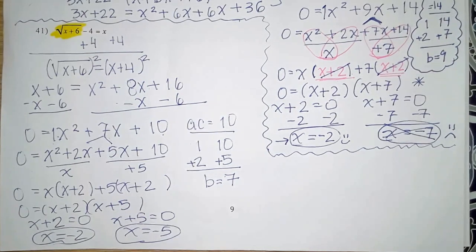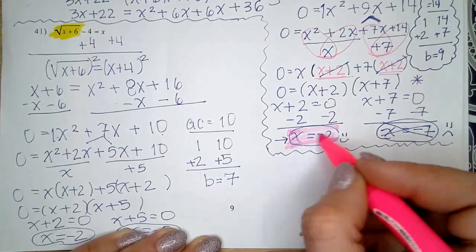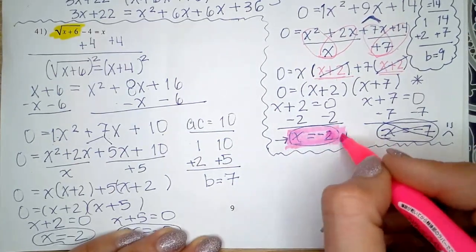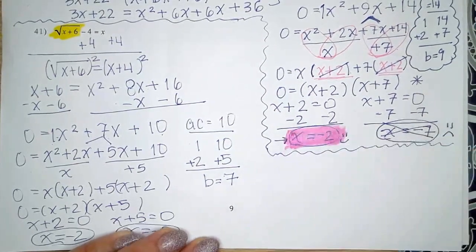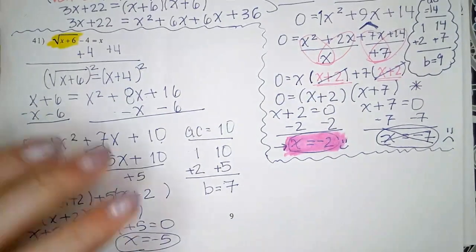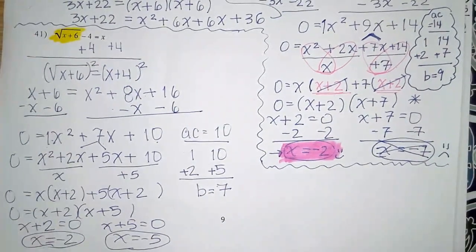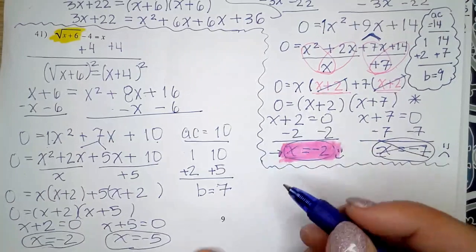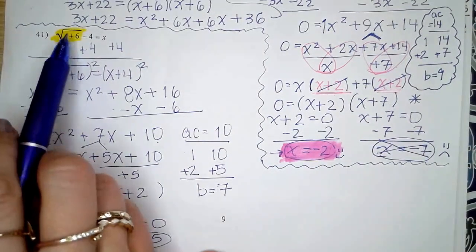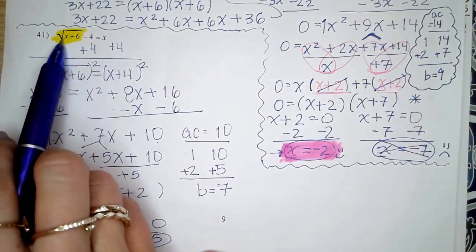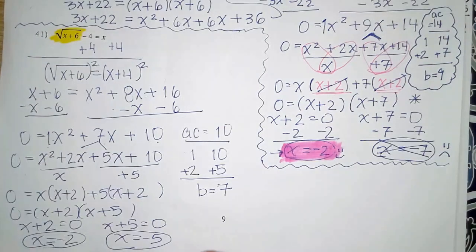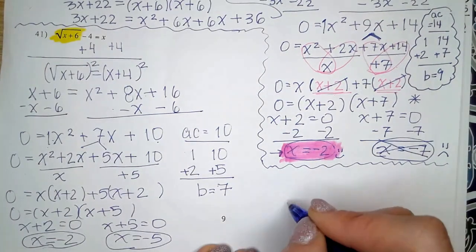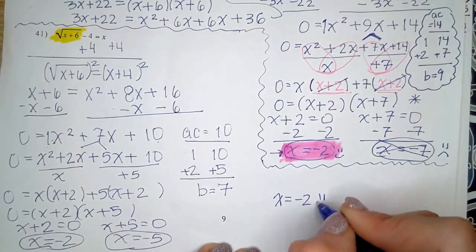I just wanted to highlight the answer that worked. If it's open-ended and you have to check for extraneous solutions, you should definitely show your work. If it's multiple choice, then obviously we really don't need to show work, but you should definitely show it if it asks you, or at least cross out an answer that doesn't work. So, negative 2 plus 6 is 4, square root of 4 is 2, and 2 minus 4 is negative 2, so that one works. So x equals negative 2 works.